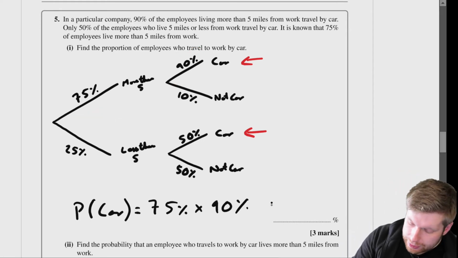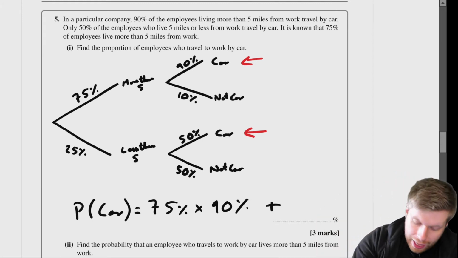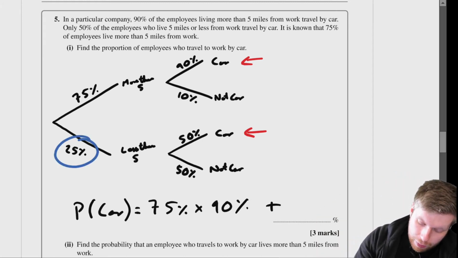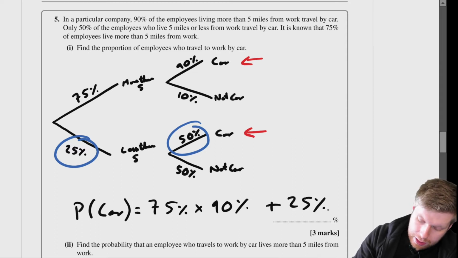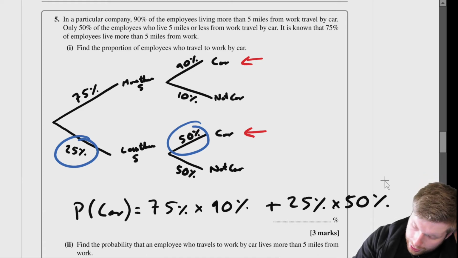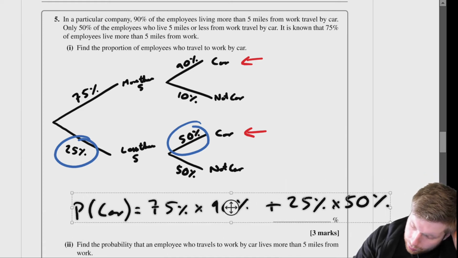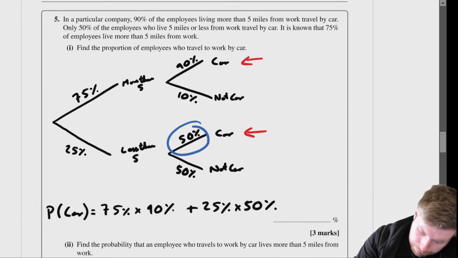And then you want or, because then the other situation, they can't both happen, right? Or you can have living less than 5 miles from work and travelling to work by car. So again, 25% times 50% there. Okay, so let's stick all that in a calculator and see what we get if we multiply those through. Okay, so let me bring my calculator up.